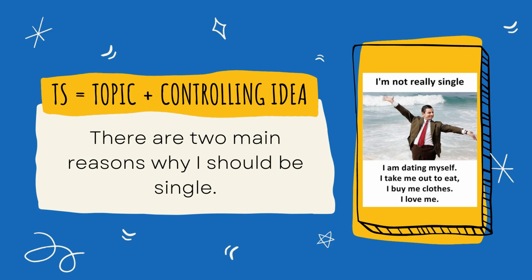Now, this is an example of a sentence using the formula of topic plus controlling idea. There are two main reasons why I should be single. Now, let's try to identify which one is the topic and which one is the controlling idea.